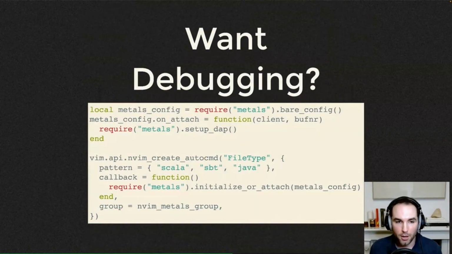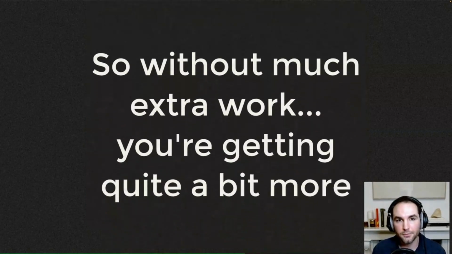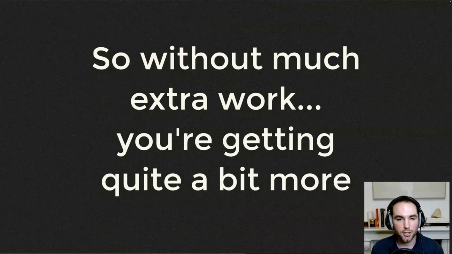What about debugging? You want some debugging, and there were jokes made about how much it sucks to set up debugging on the JVM. Well, as you can see here, we have the same auto type command, but we just have one line added, which is the Metals config now, instead of being an empty table, is an actual config. And up top, you see that we require a bare config. And then we just call setup DAP, and that's it. And now you automatically have debugging in a Scala project as long as you have Neovim DAP installed. So without much extra work, you're getting quite a bit more, I would say.